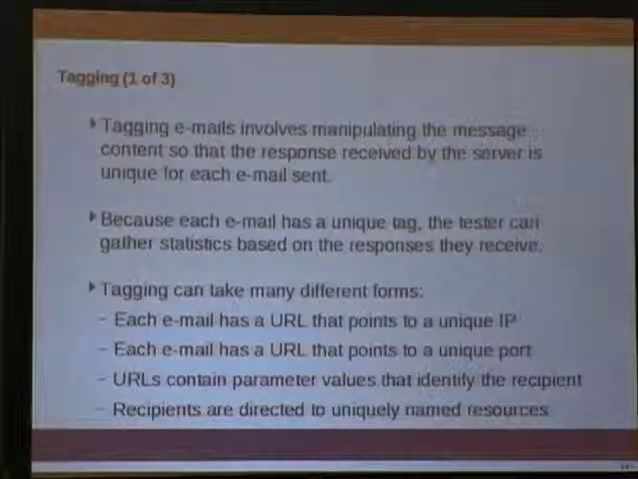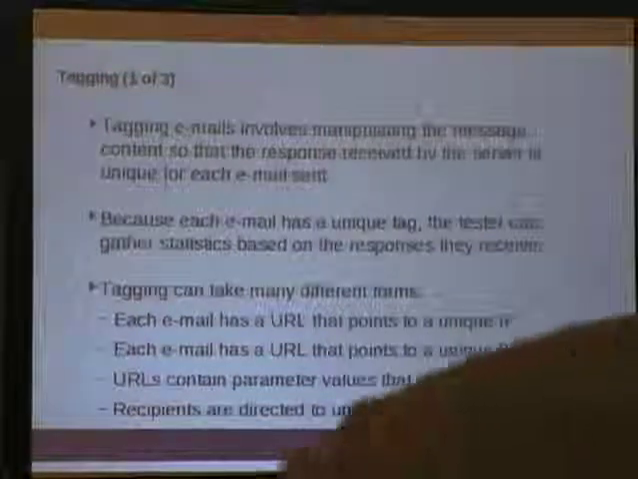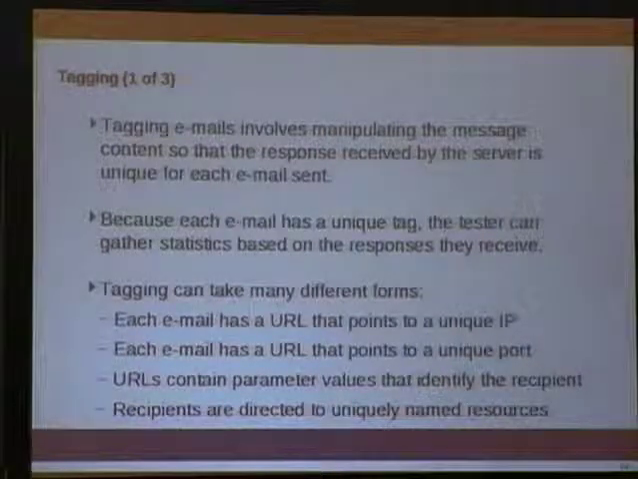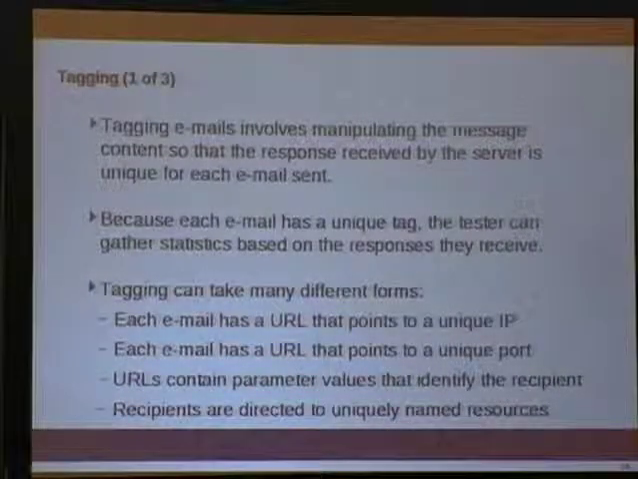So when you're tagging emails, you're manipulating the message contents to where you can track the responses you receive from that specific email. When someone clicks on the link, they're sending information to you that you can distinguish from other responses. With this information, you can really isolate who's responding, and you can start to track down some other information.